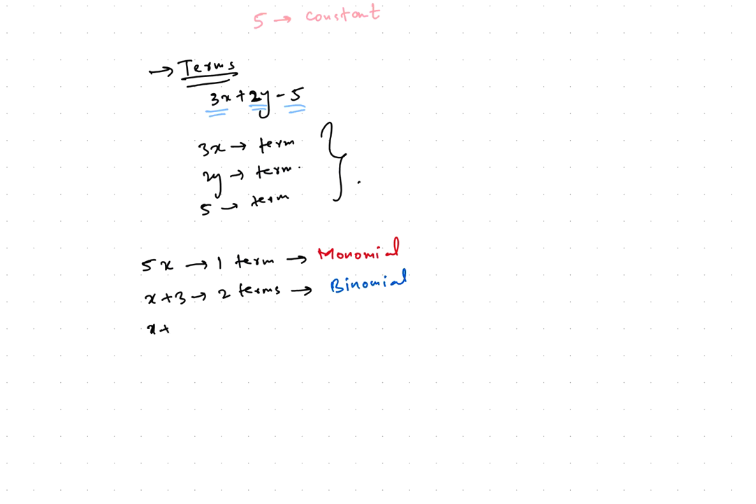Then the third one is, let's say, for example, we write down x plus y plus 2. There are three terms here. So in case of three terms, this is called a trinomial. What is this called again? Trinomial.